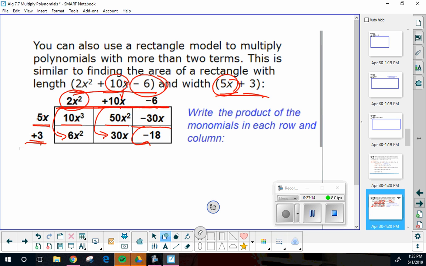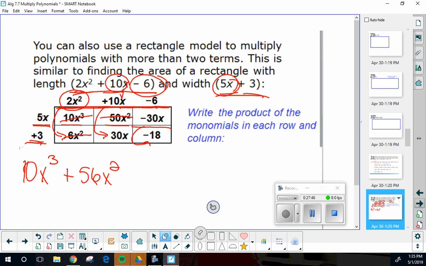So the one with the highest exponent is what? 10x cubed. That's going to be my first one. Now, I'm looking for all the ones that have x squareds. What is one of the ones with an x squared? 6x squared. What's another one? Okay, so what am I going to do with those? Combine them. 50x squared plus 6x squared is 56x squared. So sometimes I do this. Now those are the ones I've worked with.